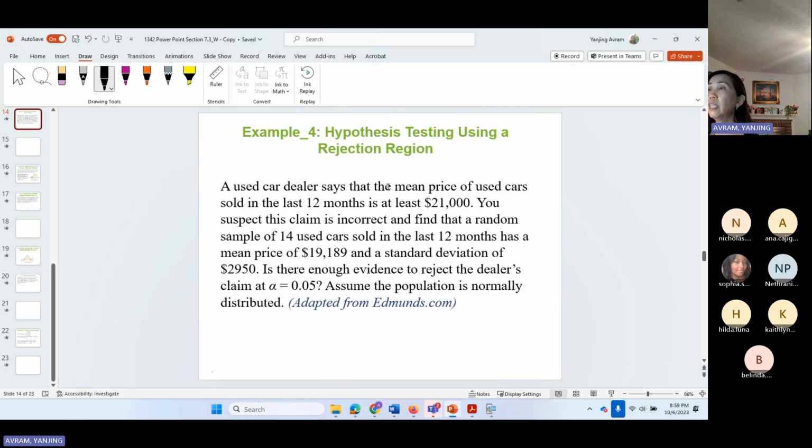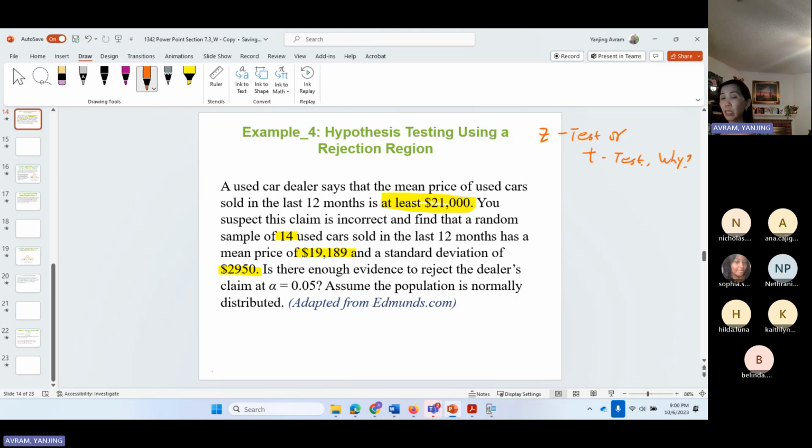So a used car dealer said the mean price of a used car sold in the last 12 months is at least 21,000. So what does at least mean? All right, it's so important. You suspect this claim is incorrect and find that a random sample of 14 used cars in the last 12 months has a mean price of this much with a standard deviation this much. Is this enough evidence to reject the dealer's claim at alpha equal to 0.05 level? Okay, so very important: z or t test, and why? Z test or t test, and why?